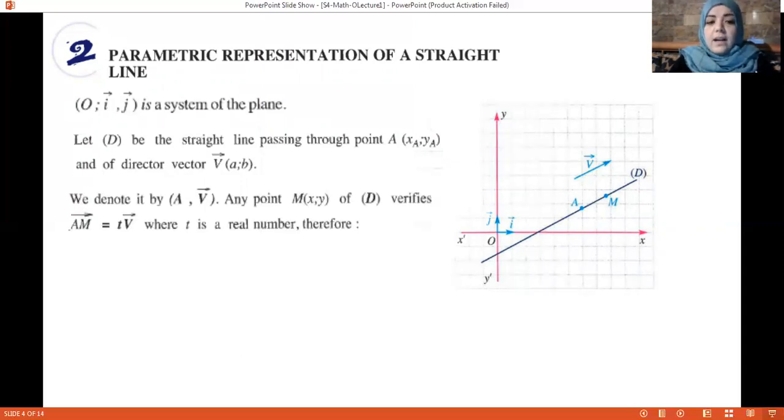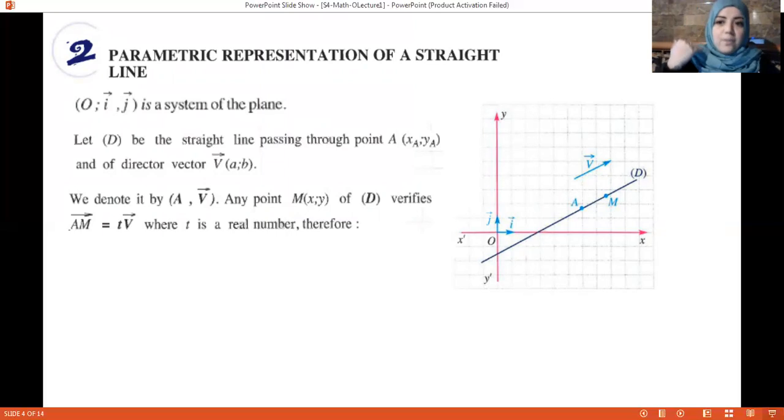Then you should plot a point M on the straight line D that has any coordinates x and y. They are not given, okay? You leave them x and y. So in this case, you know that AM is equal to tV. What does that mean? AM could be half V. It could be 2 times V. So in this case, the letter t is any real number.